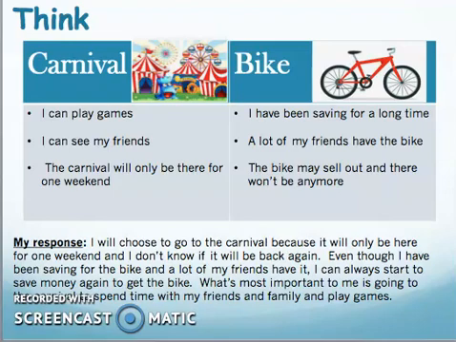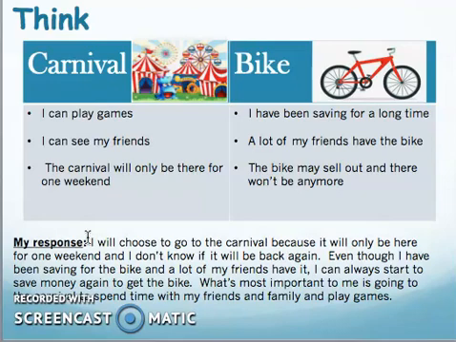So this is my response. I had to think, what's more important? Do I want to go to the carnival or do I want the bike? My choice is I will choose to go to the carnival because it will only be here for one weekend and I don't know if it'll be back again. Even though I've been saving for the bike and a lot of my friends have it, I think I can always start to save money again to get the bike. So what's most important to me is to go to the carnival, to spend time with my family and my friends and play games.